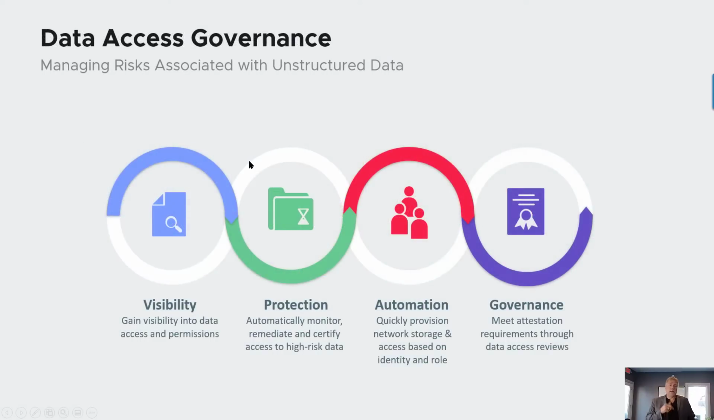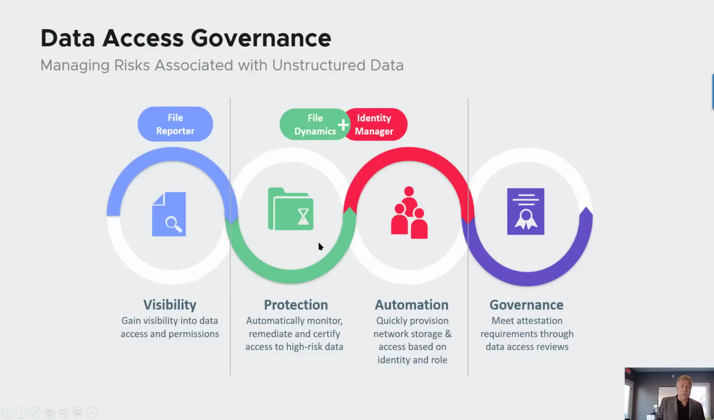So in closing, you can really think of data access governance as managing risk associated with unstructured data through visibility. Our File Reporter product does that. That's what gives you that insight. Being able to do the monitoring and protection, that's a File Dynamics product in conjunction with Identity Manager for automation. And then to do those access reviews for attestation, we have Identity Governance, where File Reporter is coming into play again with a data feed around security.